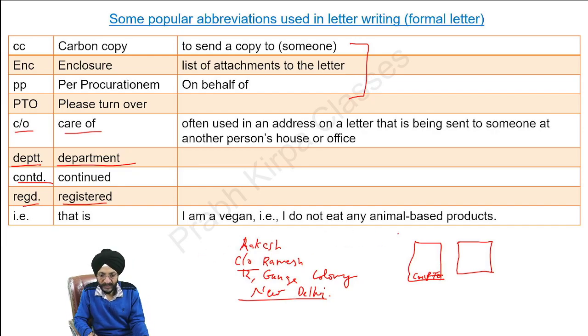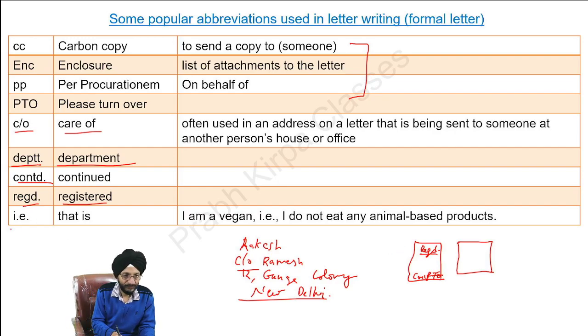Registered. What is the meaning of registered? It means that the letter has been sent after receipt of the same from the postal authorities and it is written here at the start of the letter and in the center normally. This abbreviation is also used in formal letters.